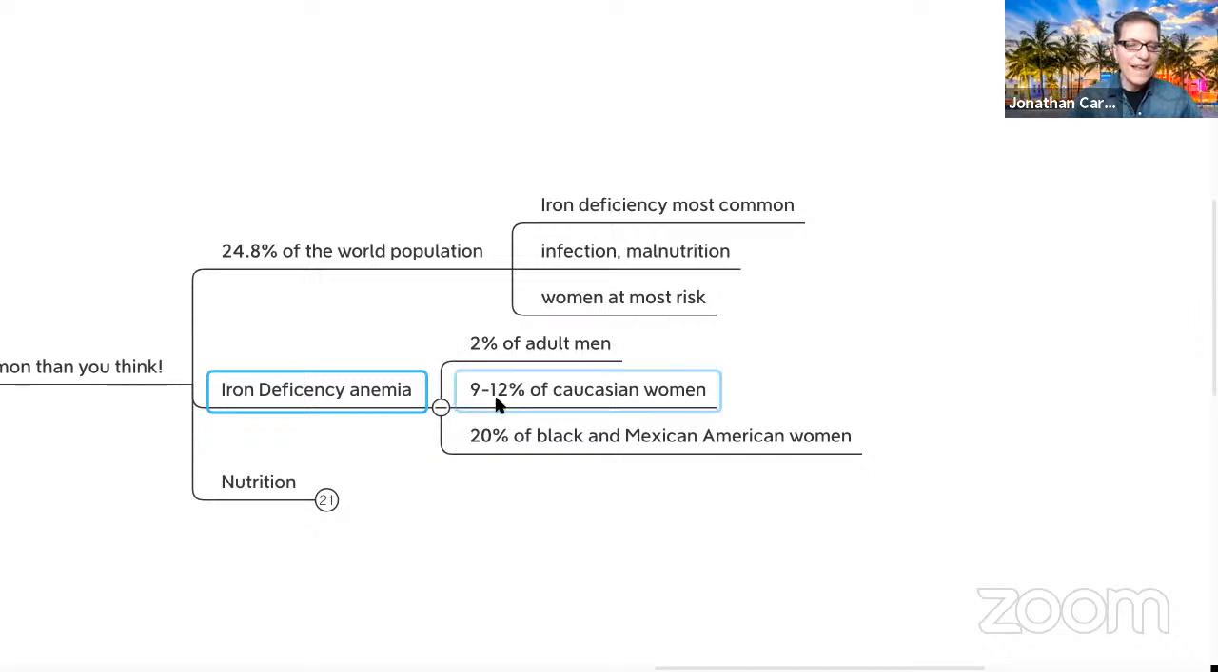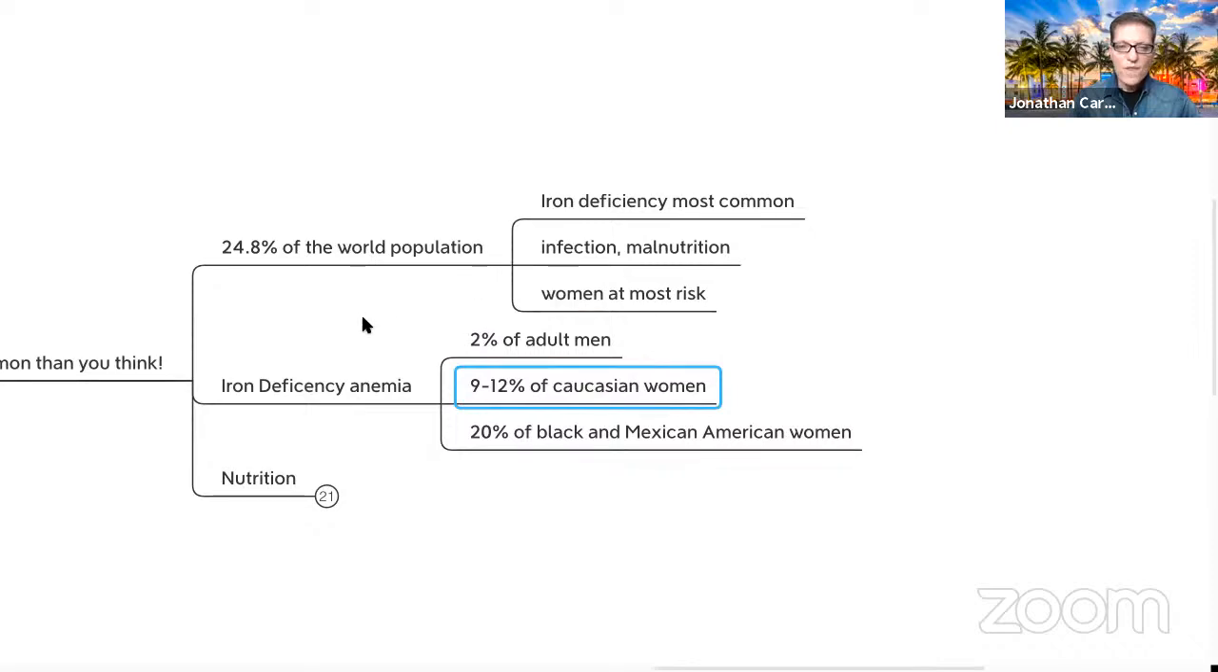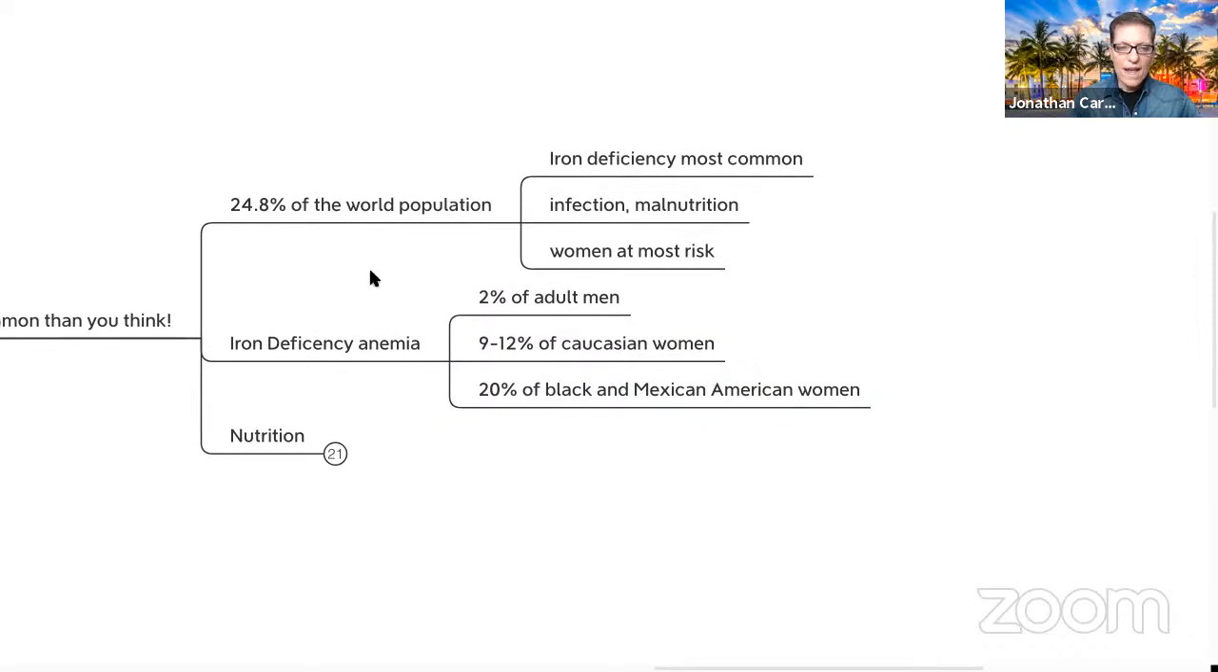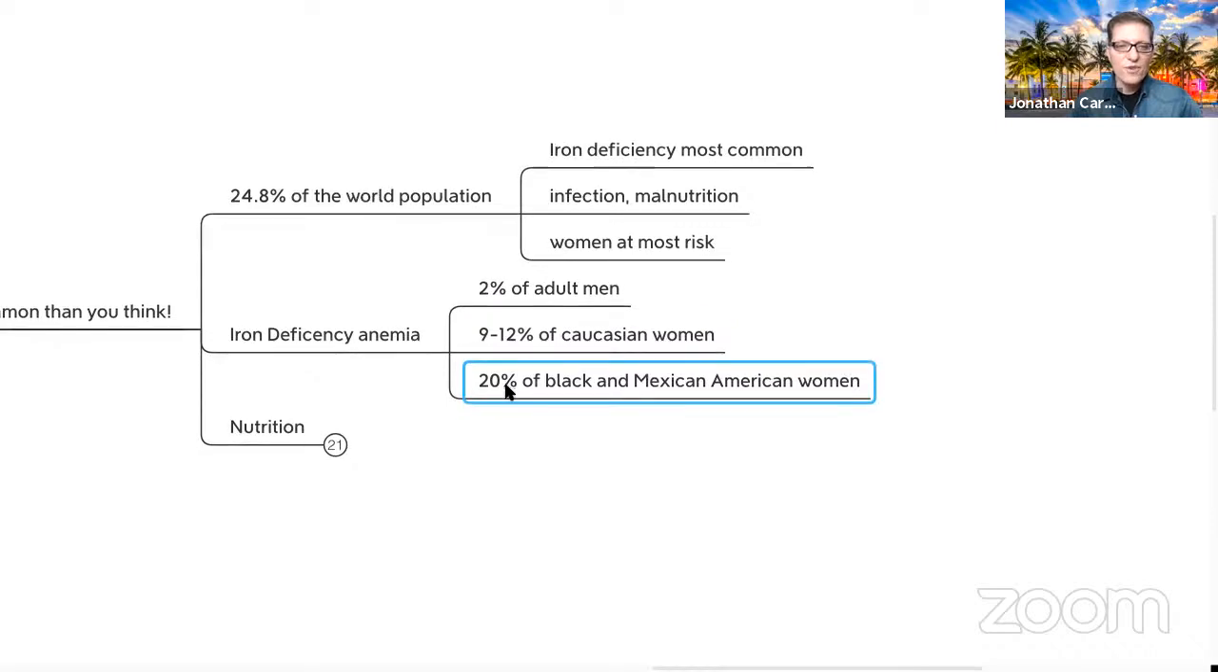2% of adult men, 9 to 12% of Caucasian women, and 20% of Black and Mexican American women. So that was even higher than I expected. So this is a significant issue. In men, iron is often dangerous, because it can increase your risk for heart disease. But in women, iron deficiency is an issue, and a significant issue, as you can see.